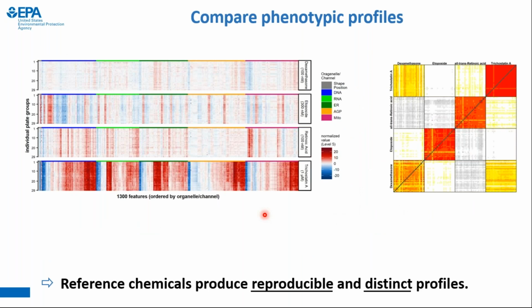But yeah, here I also want to show how reproducible the assay is. For this screen, we decided to use a different set of reference chemicals. We chose dexamethasone, a glucocorticoid, and retinoic acid, a retinoid, to be included as reference chemicals on every single plate, again in concentration response. And here I show you the profiles of these chemicals across 29 plate groups. You can see that we get very reproducible profiles. And again, the profiles of the chemicals look different from each other.